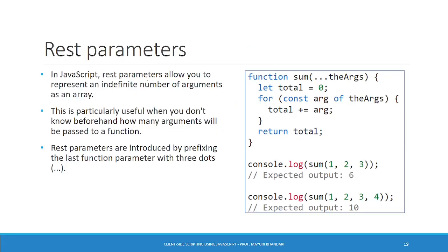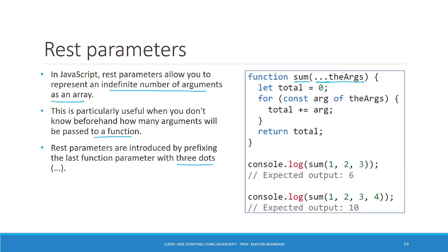In JavaScript, rest parameter allow you to represent an indefinite number of arguments as an array. Rest parameters are particularly useful when you don't know beforehand how many arguments will be passed to a function. To specify rest parameter, we have a syntax, that is three dots. In this example, you can see we have a function sum. For this function, we don't know how many parameters would be there. So we have given only one parameter with three dots.